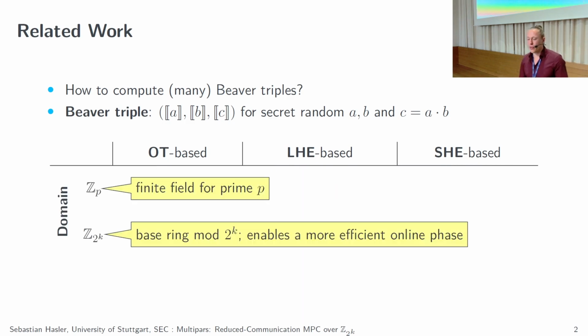We also have to talk about the domain. What is the actual domain where we want to do multi-party computation? So where our values x and y are from. It could be a finite field, Zp for some prime number p, but it could also be a ring modulo 2 to the k, which enables a more efficient online phase because by setting k to the width of our machine words, our CPU basically does this modulo 2 to the k for us.